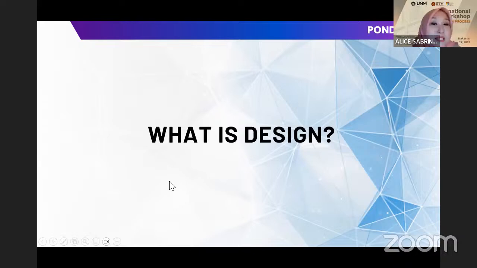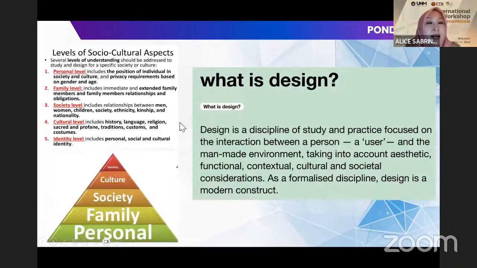So when we talk about design, I'm giving you a few examples earlier. Design is not just about simply designing something, because design is what I like to repeat again: what you learn from the past, you bring to the present, and you also bring it to the future. So what is design all about? If you look into the terminology and meaning of design, design is a discipline of study. It is a practice that focuses on the interaction between a person, a user, and the man-made environment.